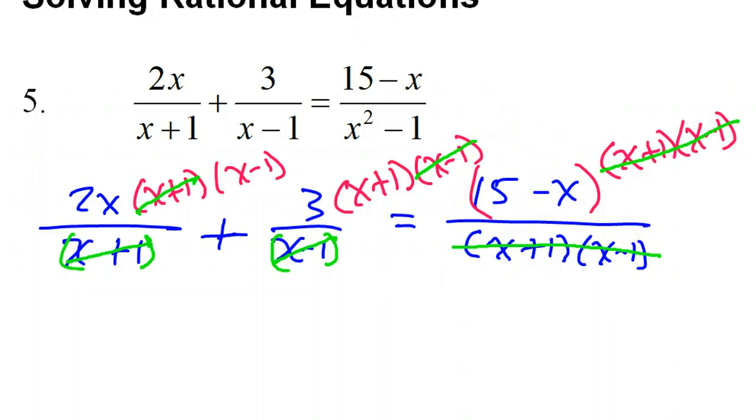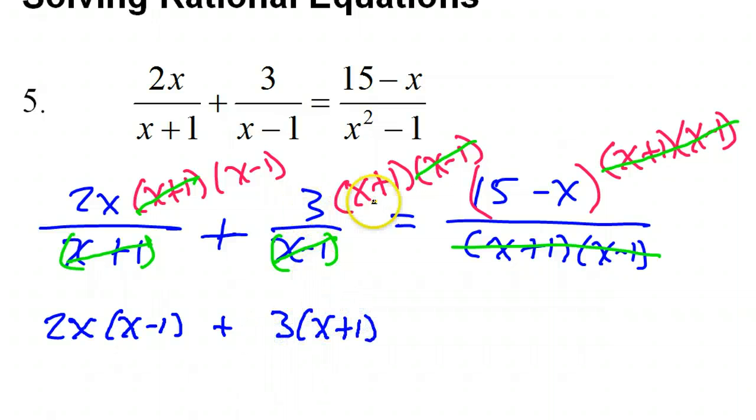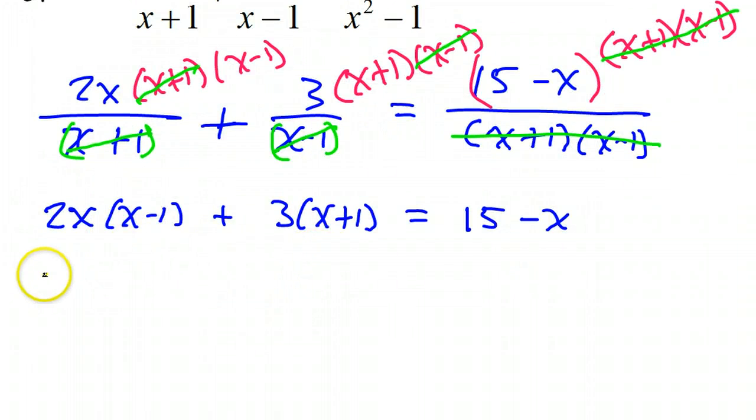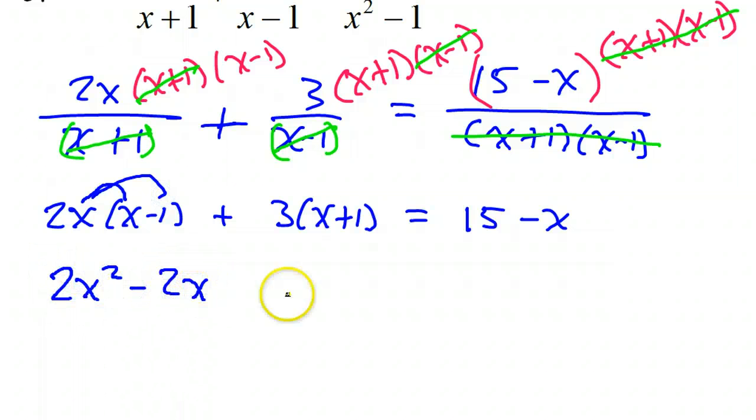Alright, let's see what that leaves behind. So here I've got the 2x times the x minus 1, that's still there. Then I've got the 3 times x plus 1, still there. And here all I have is the 15 minus x. Alright, little distributive property here. So that's going to give me 2x squared minus 2x, and then 3x plus 3.